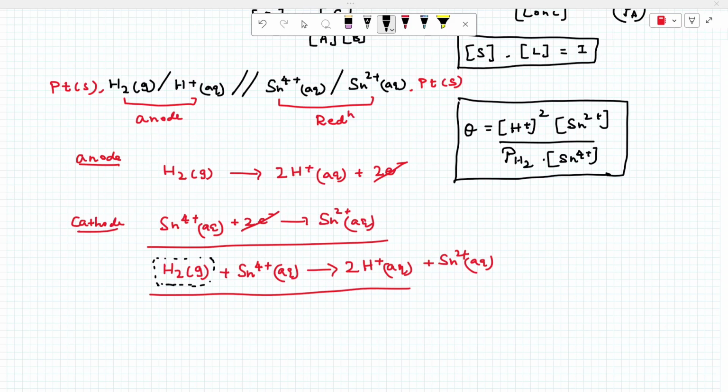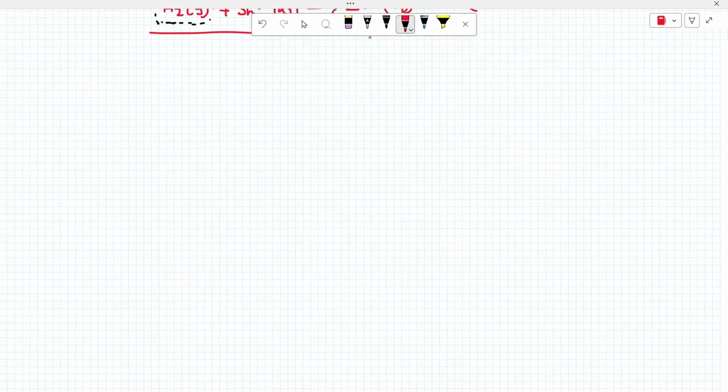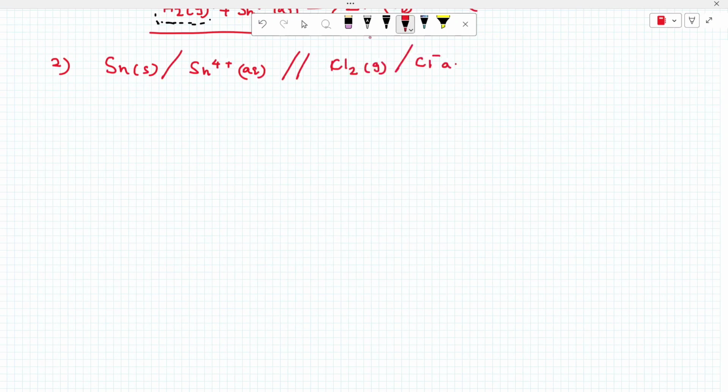Okay, now try this one. Second question. Sn solid becomes Sn4+ aqueous, double dagger, Cl2 gas and Cl- aqueous. Tell me now, is it a complete or incomplete cell representation? Students, is it complete or incomplete? Right side, platinum. Platinum on the right side.